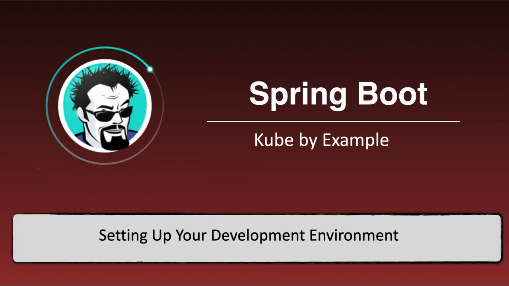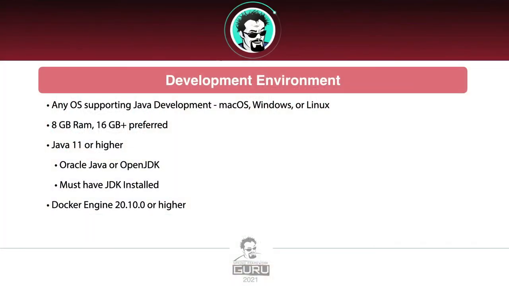In this video, we're going to talk about setting up your development environment. For Java development, we're going to need any operating system, which is probably one that you are using: Mac OS, Windows, Linux. I'm saying 8 gig of memory is probably the minimum. 16 gig or more is probably preferred just because of the nature of running Java and our IDEs and whatnot. They do tend to take up a good bit of memory.